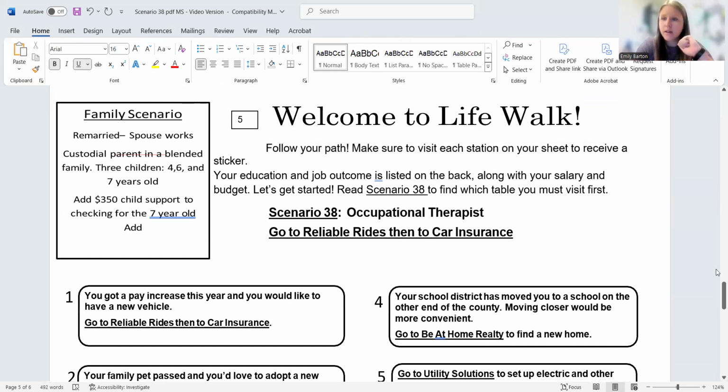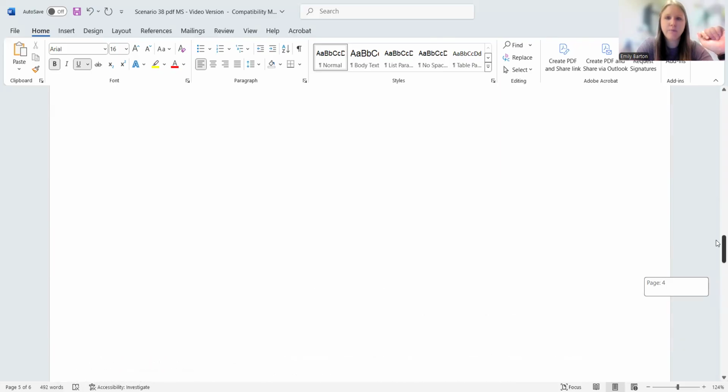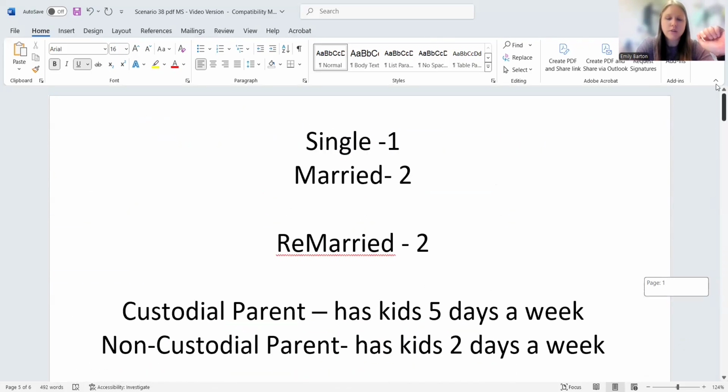Okay, to talk about some of these words just a little bit more, I'm going to show you some notes that I have. So, obviously, single means you just count yourself. You do not have another spouse to add. Married means you count yourself and the spouse. Remarried means you count yourself and a spouse.